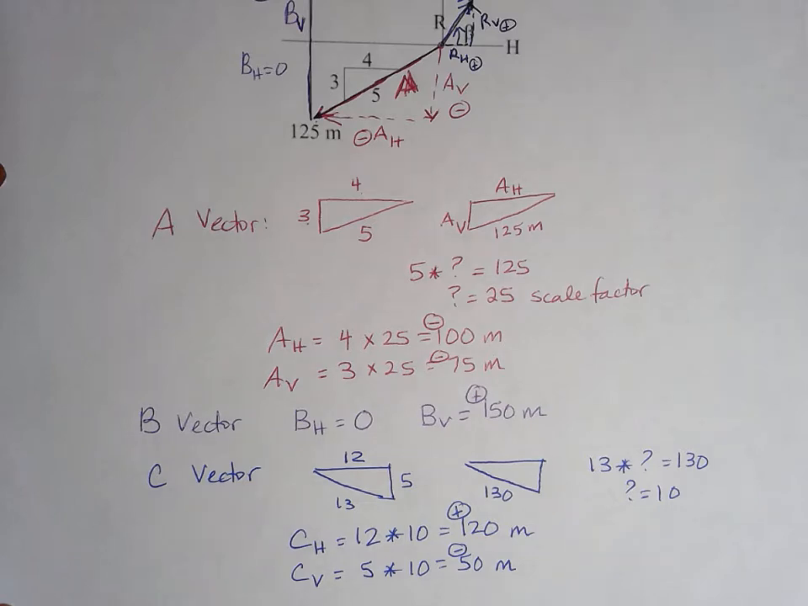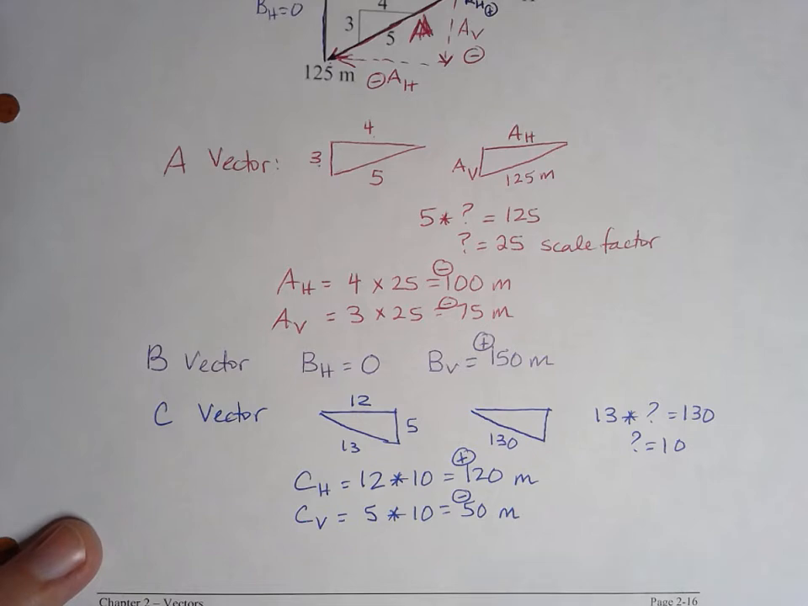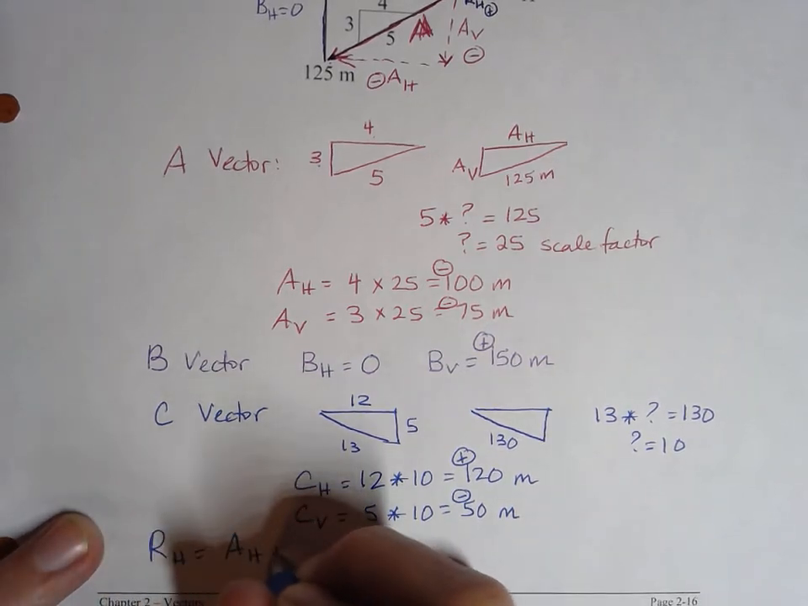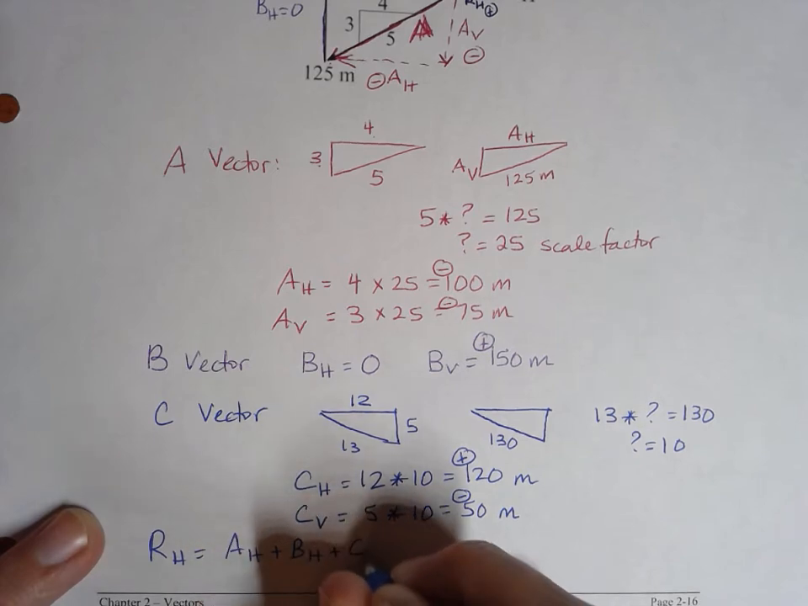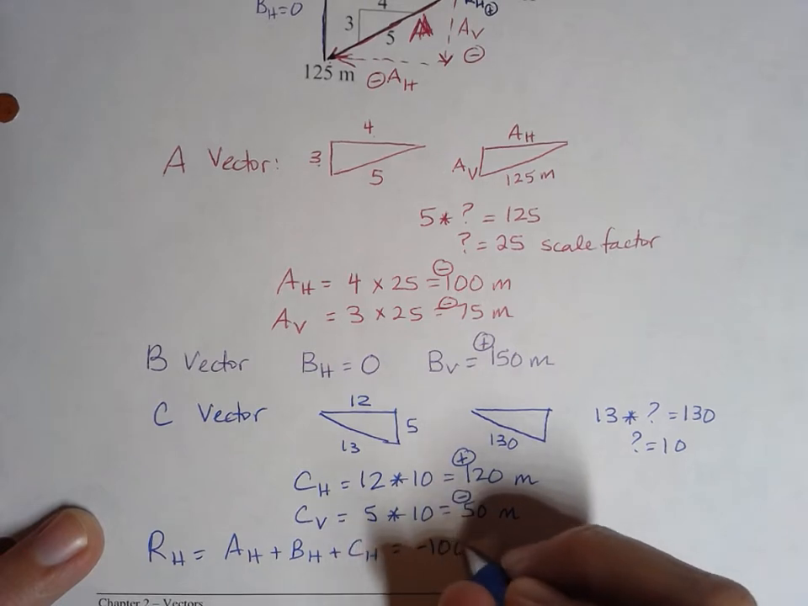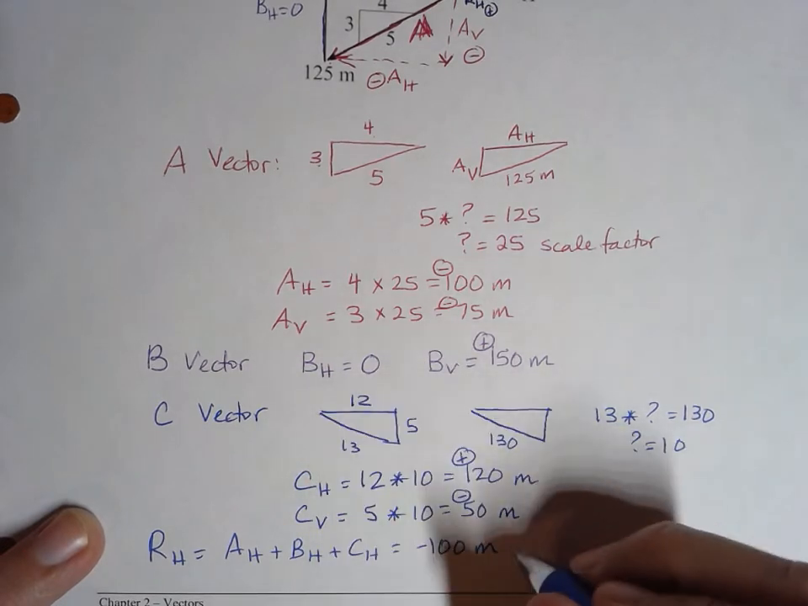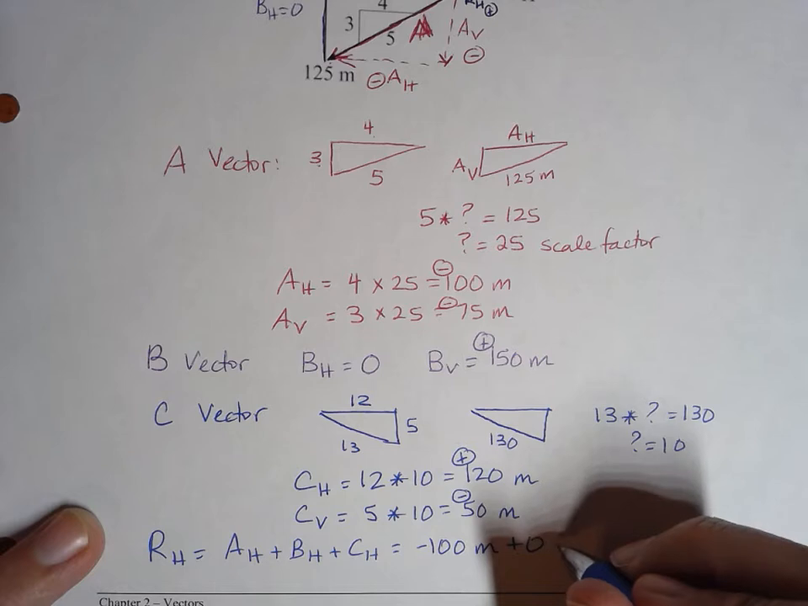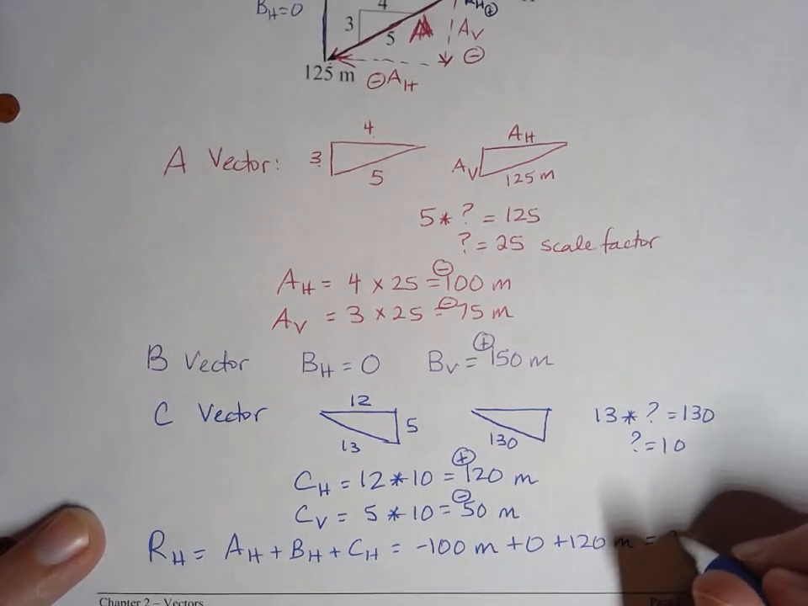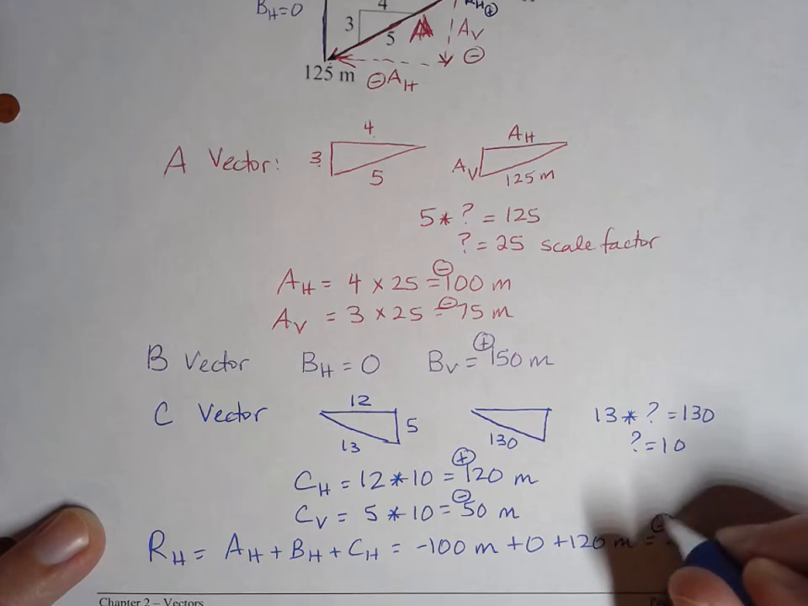So now, just like last time, I just have to add up the horizontal and add up the vertical, making sure I put those signs on there as well. So let's see if I can fit it on this page. So my RH is going to be AH plus BH plus CH. And in this case, my AH is negative 100 meters. My BH is a 0, that's an easy one, and my CH was positive 120 meters. Don't even need a calculator for this one, that's just going to be 20 meters, and if you want to put the positive on it, that's fine too.